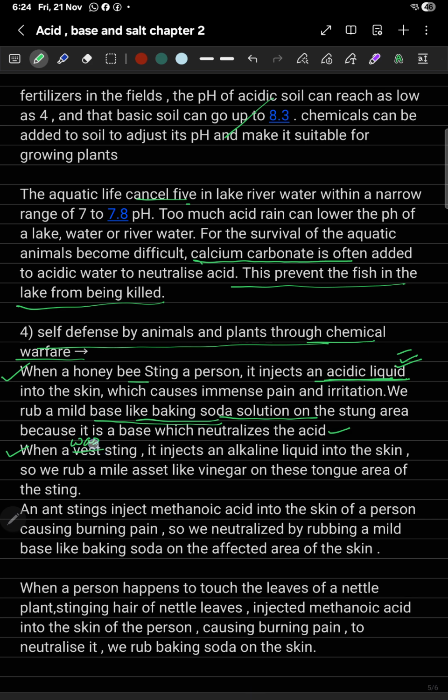A wasp means a yellow-colored insect, ठीक है, इसे हम बरैया भी कहते हैं. When a wasp stings, it injects an alkaline liquid. Alkaline means it is a base, and we neutralize it with the help of vinegar. So learn properly. The honeybee releases an acidic liquid, while the wasp releases an alkaline liquid.